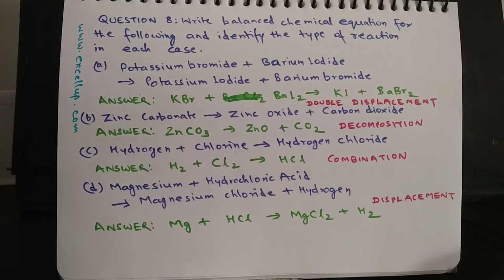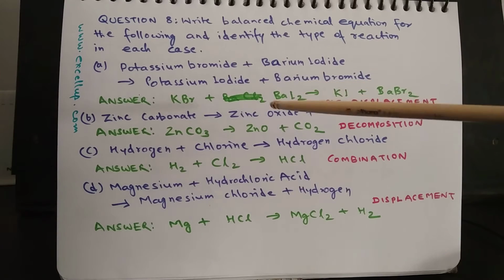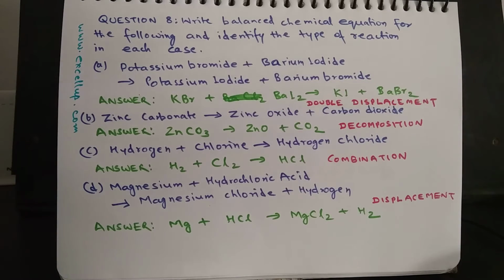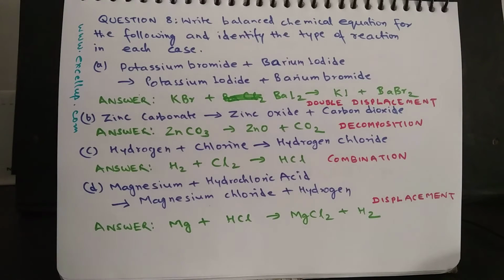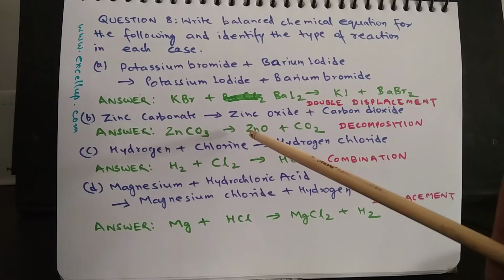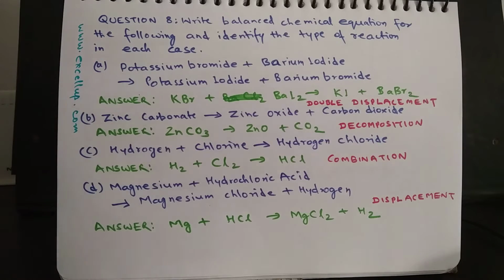Next question is zinc carbonate gives zinc oxide plus carbon dioxide. So what is happening? Zinc carbonate is breaking down into zinc oxide and carbon dioxide. So this is an example of a decomposition reaction. And the equation is ZnCO3 gives ZnO plus CO2.